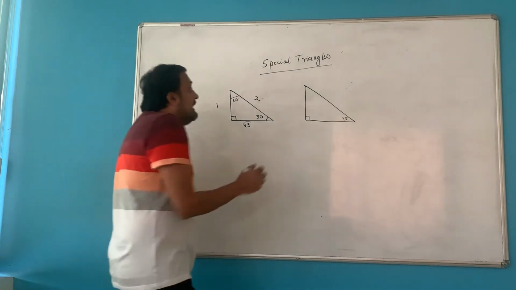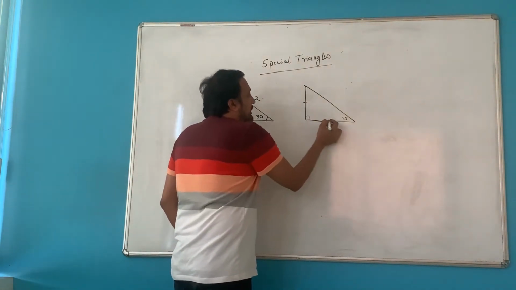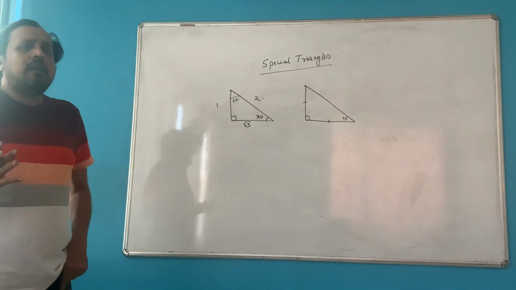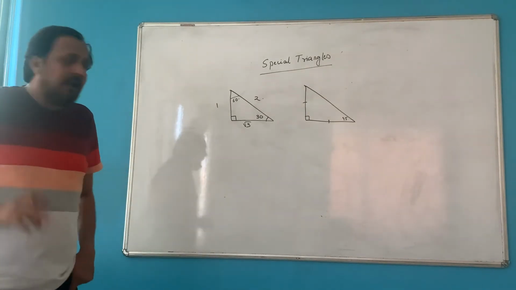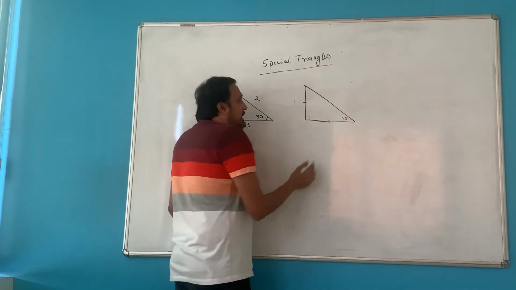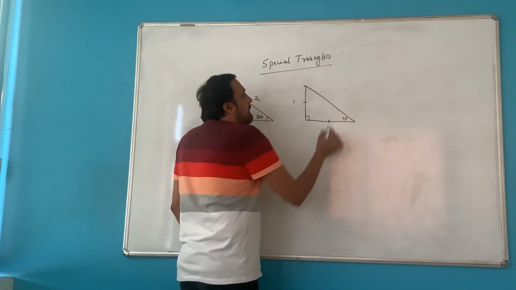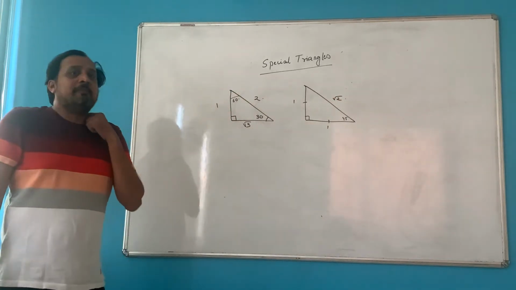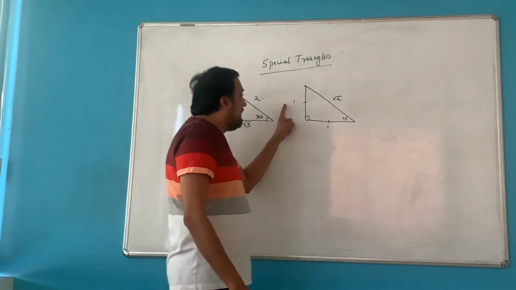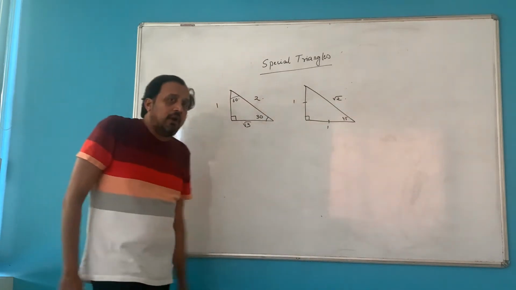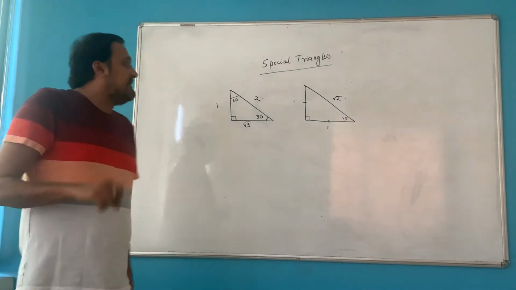Again, a 45, 45, 90 triangle will essentially be nothing but what? It will be an isosceles right triangle, which means if the side opposite 45 degrees is 1, then the base will also be 1 and the hypotenuse would be root 2, which means your ratio of sides will be 1, 1, root 2. That is what your ratio of sides will essentially look like.